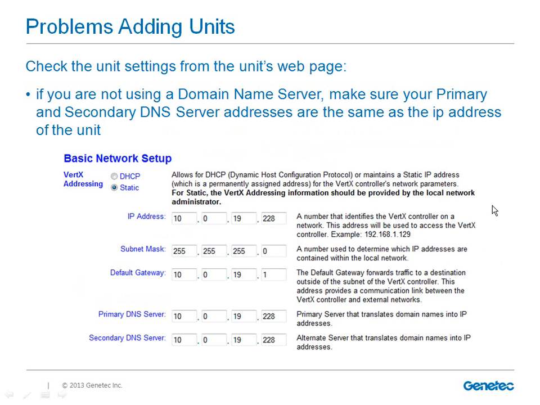As well, we need to check the domain name server setup on the unit next, and we can do this from the Advanced or Basic Network Setup. Now, if you don't have a domain name server set up on the network, make sure the primary and secondary DNS servers configured on the unit have the same IP address as the unit itself.